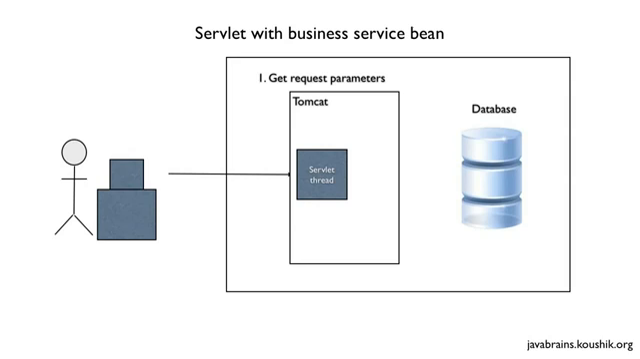Let's take an example of a web application that uses a servlet, but it also uses business service Java Beans. Now, the first step of the servlet is to get the request parameters when the user makes a request. And then instead of connecting to the database to do the processing itself, it calls a method of a bean. There is another bean which takes care of connecting to the database, retrieving the results and all that stuff. So it publishes some methods.